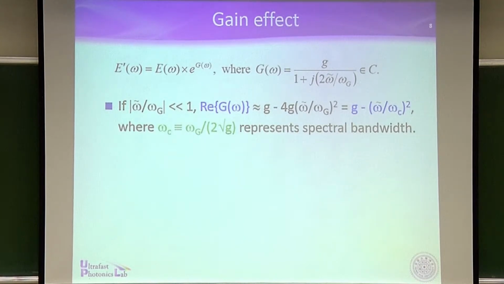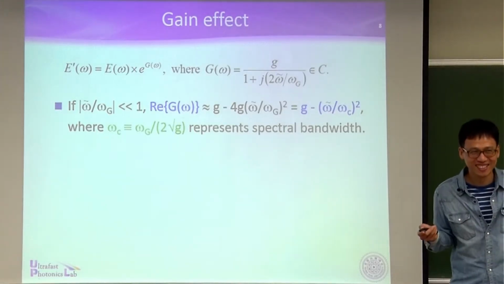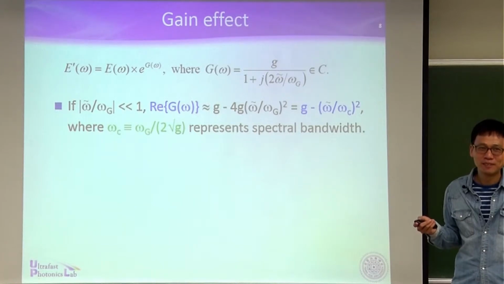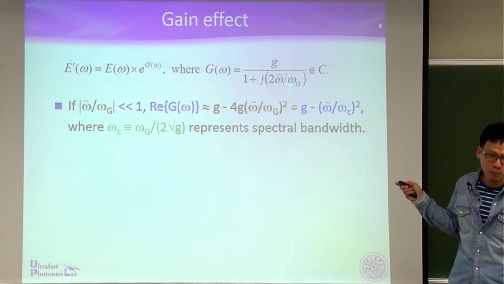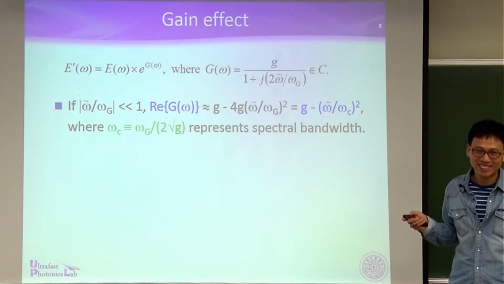Now, if we assume this means... remember what is omega tilde? The frequency detuning from your carrier frequency, omega minus omega 0, that's omega tilde. What does this mean? Omega tilde over omega g is much less than 1. What's the physical meaning? It means frequency detuning compared with omega g. And what is omega g in this model? You still remember?